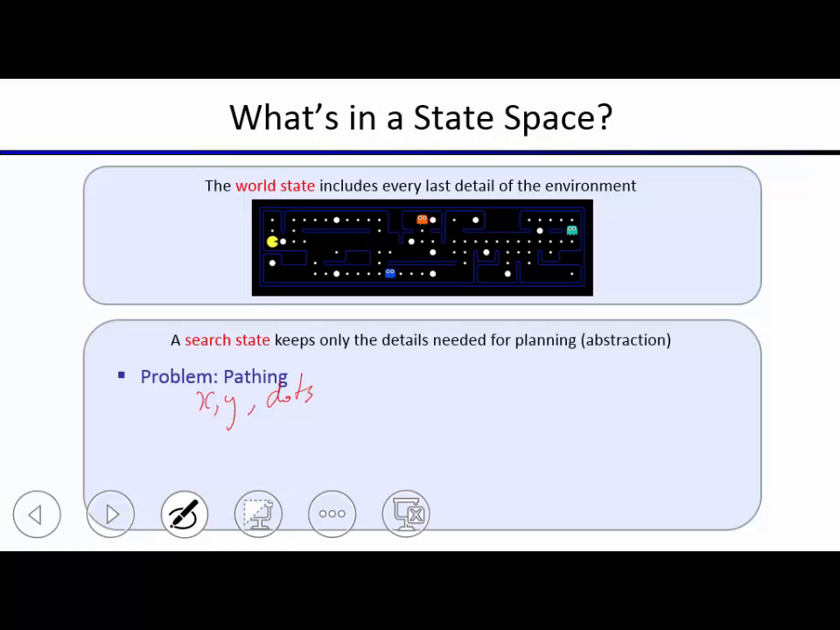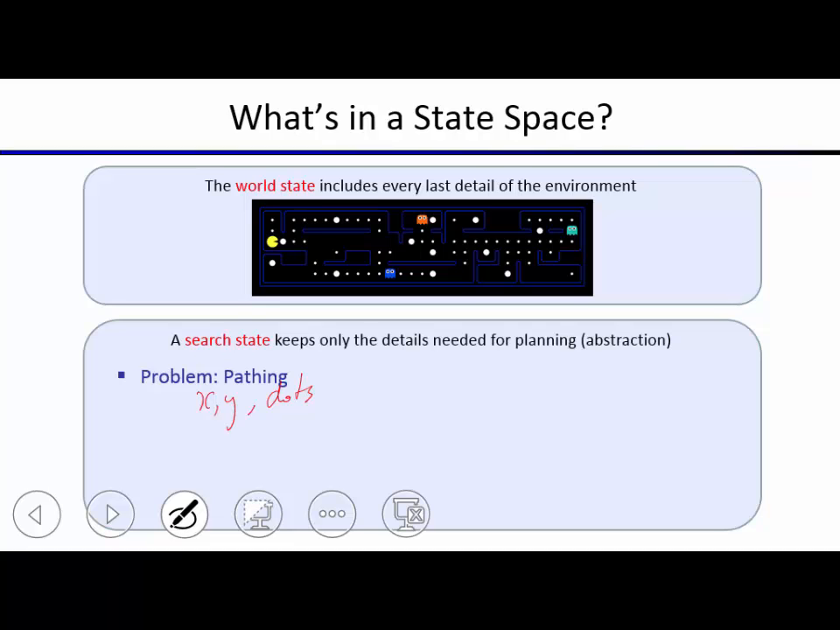How about the goal test? So the goal test checks whether Pac-Man has reached a goal location, in this case, the particular goal location. For that, we only need x and y. We don't need the dots, because we're just solving a pathing problem. So after checking for goal, we don't need the dots. Can we leave out the dots? Well, we know that we can have a successor function with just x and y. We can have a goal test with just x and y. So we actually just need x and y.